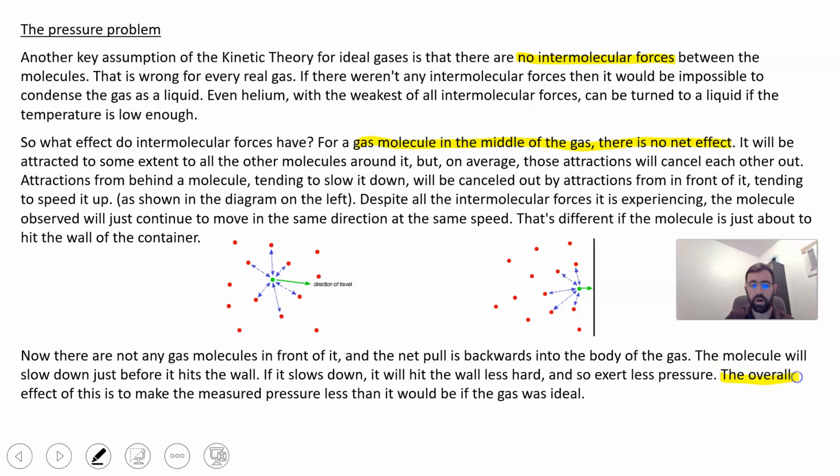The overall effect of this is to make the measured pressure less than it would be if it was ideal. The reason is that when a molecule is about to hit the wall, the net pull is backwards into the body of the gas because there are no molecules in front of it, and the molecule slows down just before it hits the wall. Because of that, it hits less hard, it exerts less pressure, and the overall effect is to make the measured, actual pressure less than the ideal, or expected, pressure.